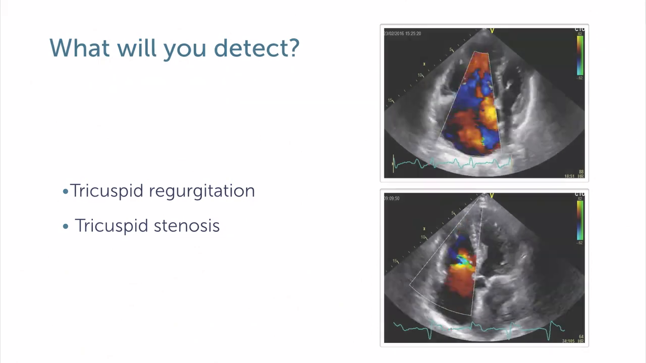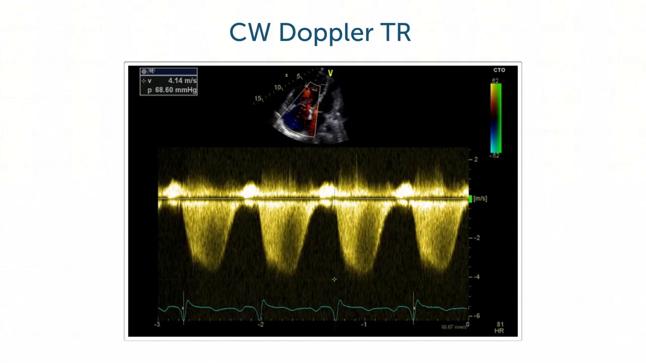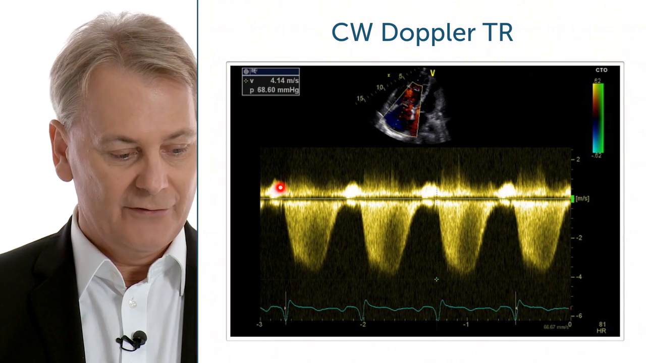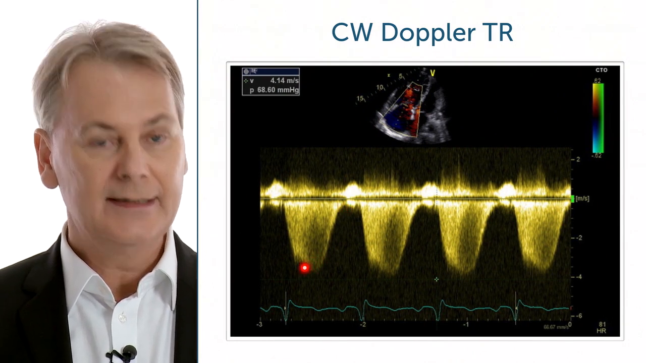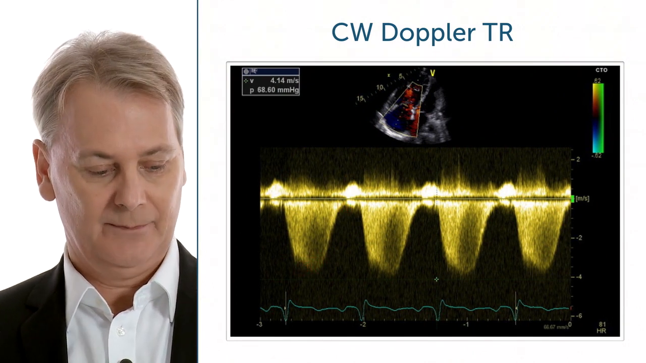Once we found a TR signal, we don't stop here because now we want to quantify the maximal velocity. We will need that to quantify systolic pulmonary artery pressure. This is the kind of signal that you want to acquire. You have a very good delineation of the curve. It's easy to measure the peak velocity.